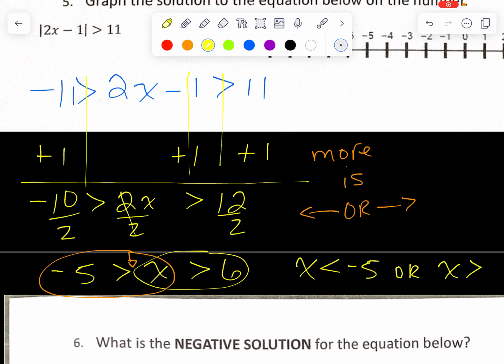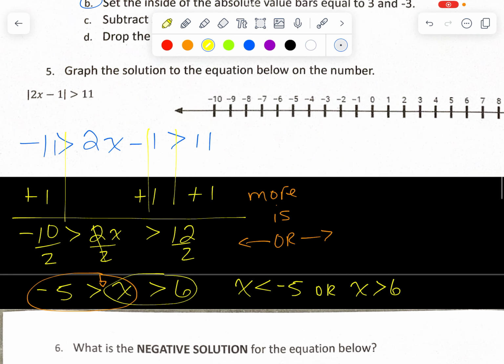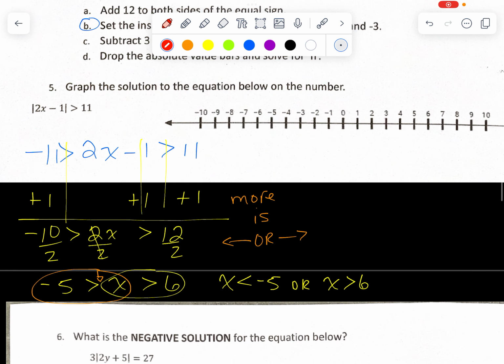Or x is greater than 6. And then how does the shading work? Well, if you wanted to, knowing that "more is or," you could just find negative 5. It's an open circle, right? Because there's not an equal sign.